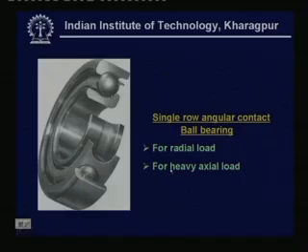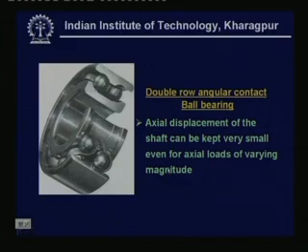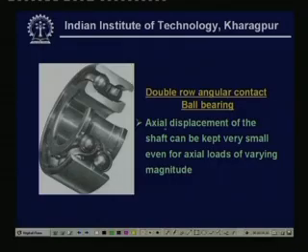Next, we go for the double row angular contact ball bearing. The same kind of thing, having two rows of balls, where you can see these retainers are very nicely placed. The one thing is that axial displacement of the shaft can be kept very small even for axial loads of varying magnitude. Means if there is a reciprocating load in the shafts, as we have seen in the design, still the displacement of the bearing housing and the shaft can be kept small utilizing these double row angular contact ball bearings.